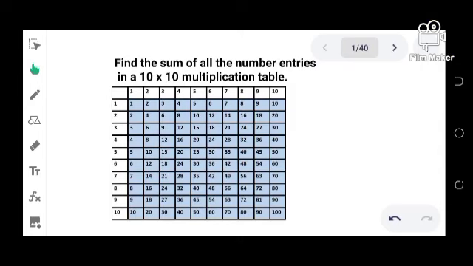Good day, everyone. Let us try to solve this interesting number sequence problem. We will find the sum of all the number entries in a 10 by 10 multiplication table. Now, there are several ways to get the sum.